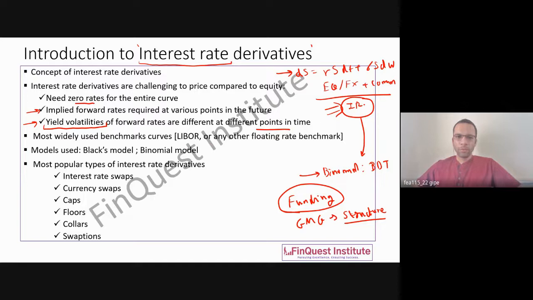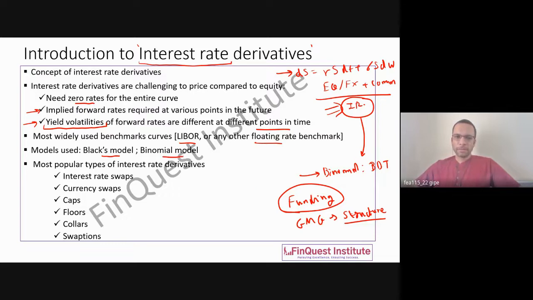Then a few widely used benchmarks: LIBOR or any other floating rate benchmark, let's say MIFOR or MIBOR as well. Then the models used, so Black's model. In the industry, Black's model is something which gets used for interest rate derivatives or maybe interest rate options, etc.